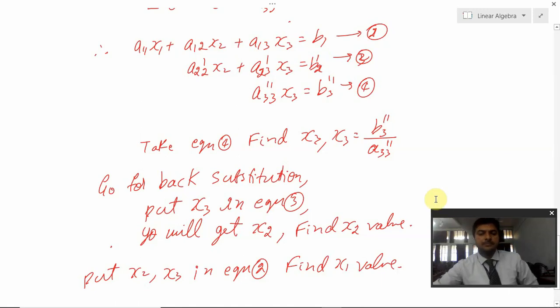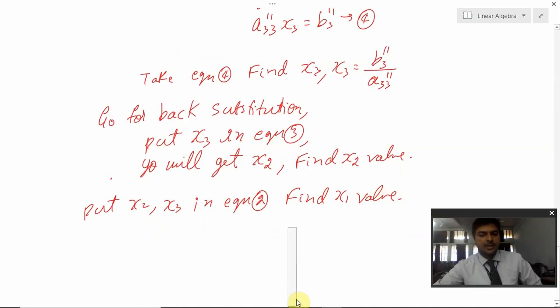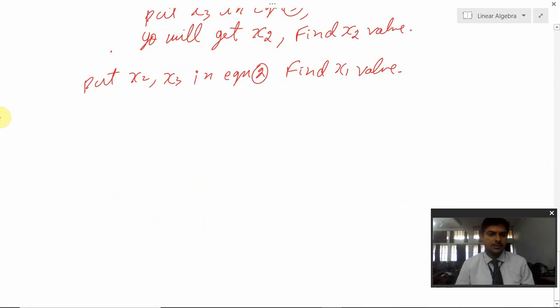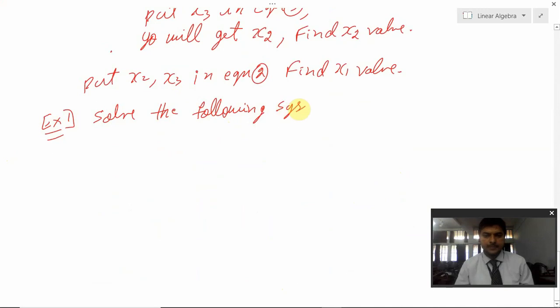So you can see, using this method one can easily solve the problem. So quickly you can write down the problem, students. It is a very simple problem I am going to take today. Example 1 you can take. Solve the following system of equations.